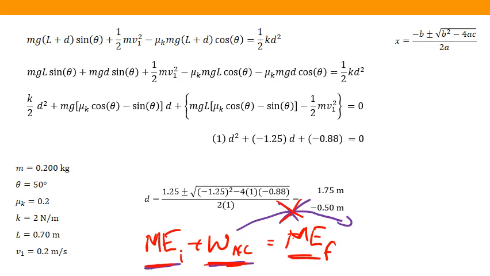So it's my initial mechanical energy plus my work gives me my final mechanical energy. Anyway, hopefully that example gives you a pretty good idea of how to use energy conservation in different situations. And if you have any questions, come talk to me.